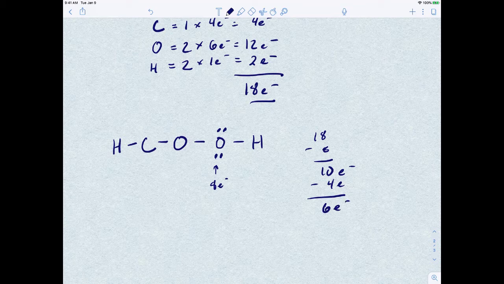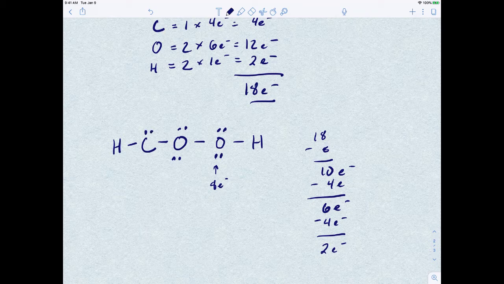Let's work on the oxygen on the left. Same deal, it's in 2 bonds. I'm going to put in 2 more lone pairs, so I'm going to use up 4 electrons. Now we've got 2 electrons left over. All right, so now carbon.